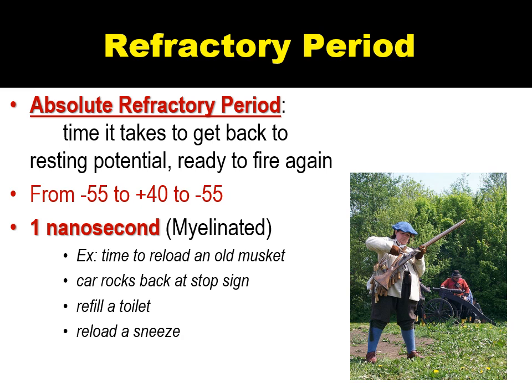Now, we need to have a little bit of a moment here before we can do anything. Our neuron can't go right into action after it's fired. We call this refractory period or absolute refractory period. It's the time that it takes to get back to resting potential. It's the time it takes to get ready to fire again. So we go from a -55 to a plus 40, back to a -55, and all this happens in a nanosecond for the myelinated axon, 1 nanosecond.